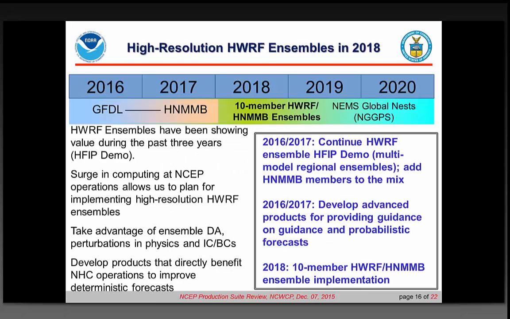The plans for ensembles, as I mentioned, we were experimenting with them for the last 3 years. By 2018, we believe we can put a 10-member high-resolution H-Warp ensemble into operations, a combination of H-Warp and HNMMB, or eventually a single core, with sophisticated physics perturbations as well as initial condition perturbations. And we are mostly focusing on developing advanced products. After talking extensively with NHC, they need more information on how to use the ensembles for improving the deterministic forecast. That's the goal, apart from providing the uncertainty information. So that would eventually put us into 2018 for an operational implementation.